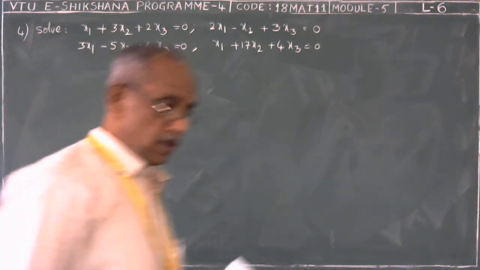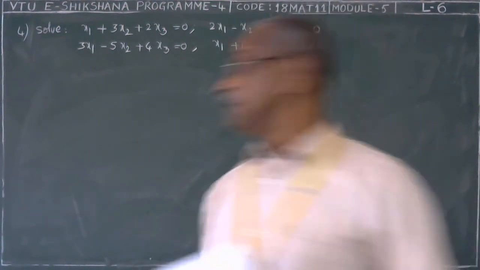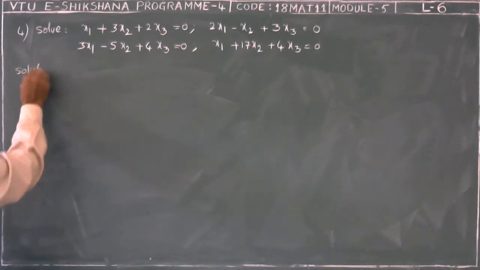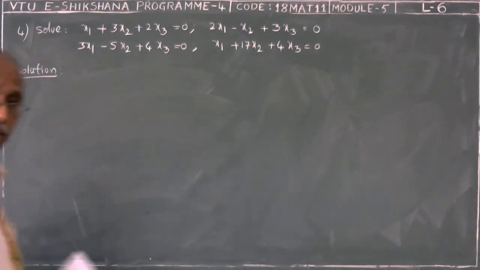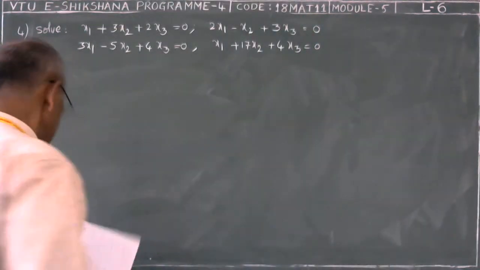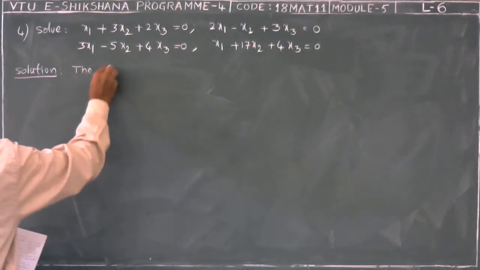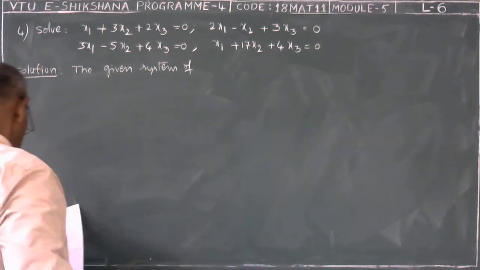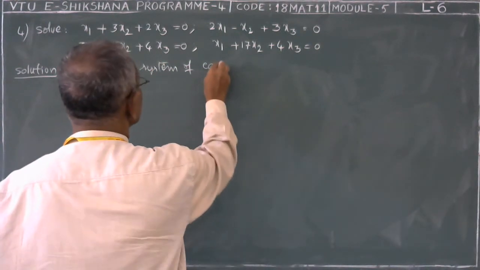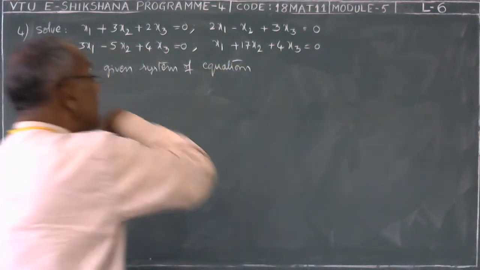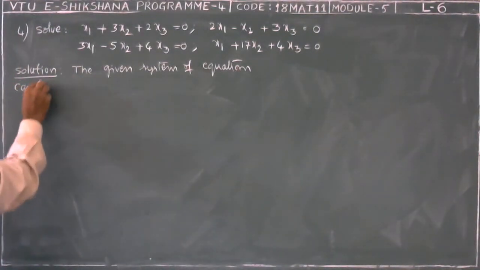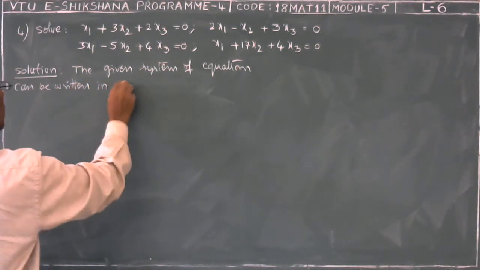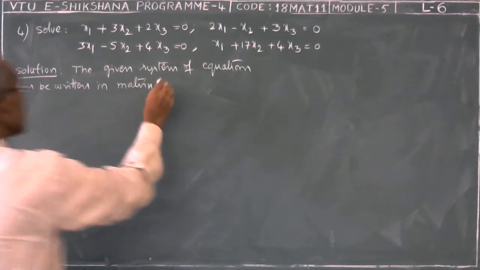Okay. This given system of linear equations is of the homogeneous type. So first of all, let us write the given system of linear equations in matrix equation form AX equal to 0. As a first step, the given system of equations can be written in matrix equation form.